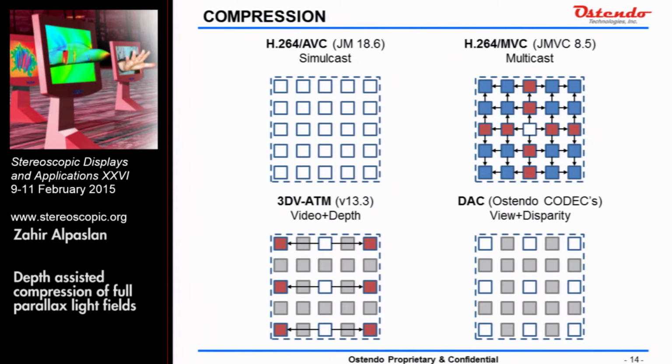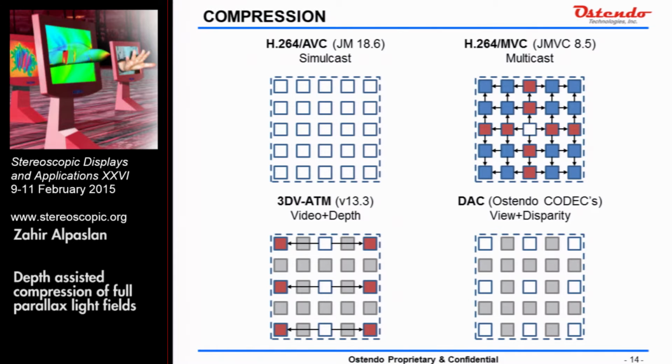For the results with compression, we analyze four methods. One is Simulcast, that is every elemental image is decoded independently, like an I-frame. In the case of Multicast, we use the MVC, and we created this very intricate structure to do the full parallax encoding. And then we also use the 3DV ATM, which is a new 3D video encoder.